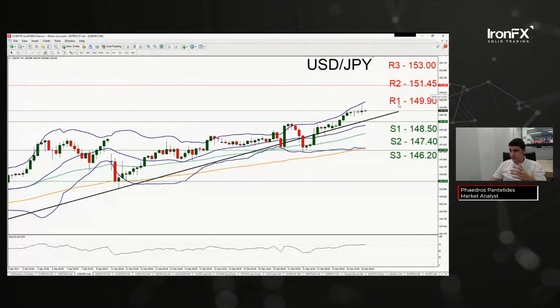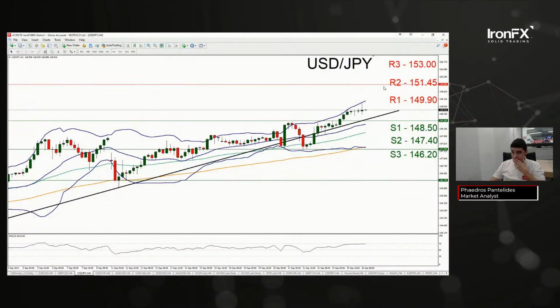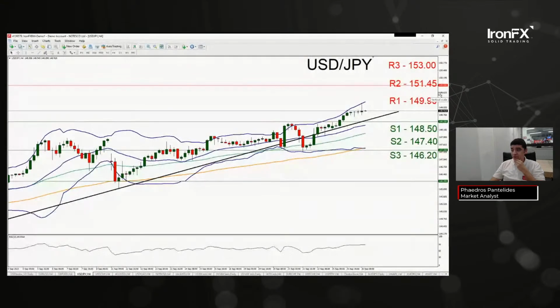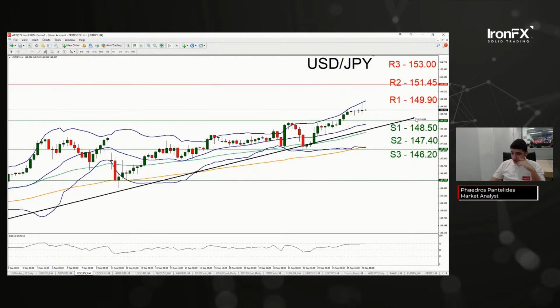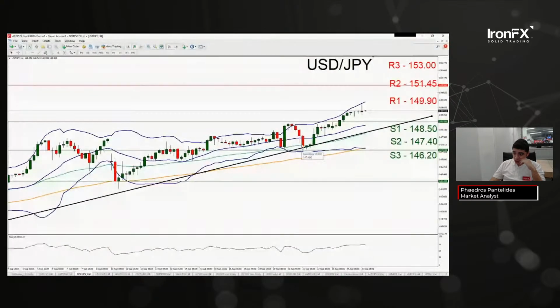As you can see, it's still above our support level at 148.50 and is aiming for R1 at 149.90. It is still validating our upwards moving trend line, although we could slightly adjust the upwards moving trend line to reflect this test of support at S2, taking the closing of this bearish candle and the three openings of these bullish candles.